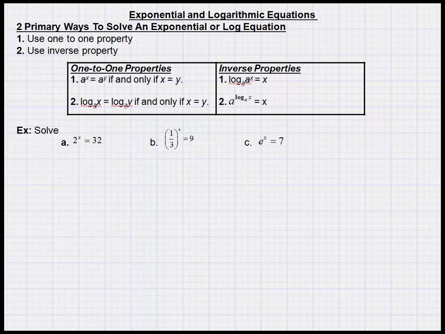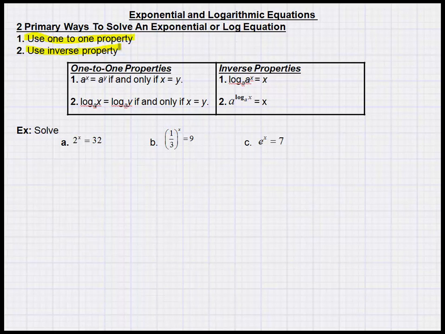Now that you're familiar with exponential and logarithmic functions, we need to discuss how you would solve an exponential or logarithmic equation. There's two primary ways of doing this, and they're using the two properties that we've already discussed earlier, but we're going to discuss them in a little bit more detail now. They're the one-to-one property and the inverse property. You'll probably use the inverse property more than the one-to-one property, but we really could use either one depending on the setup of the exponential or logarithmic equation.